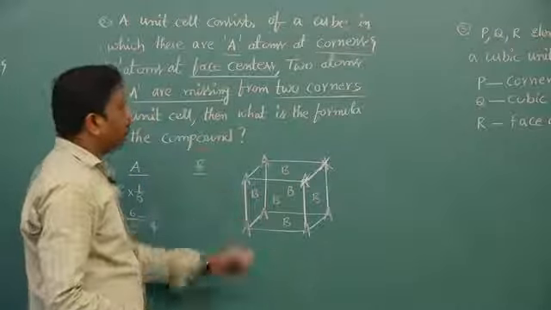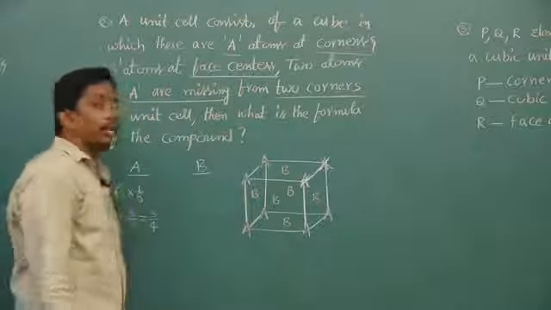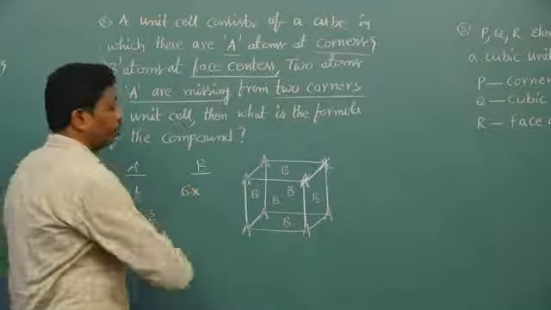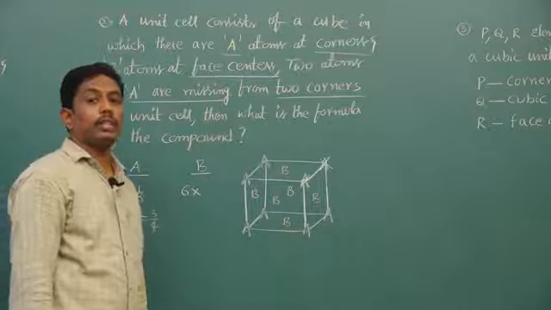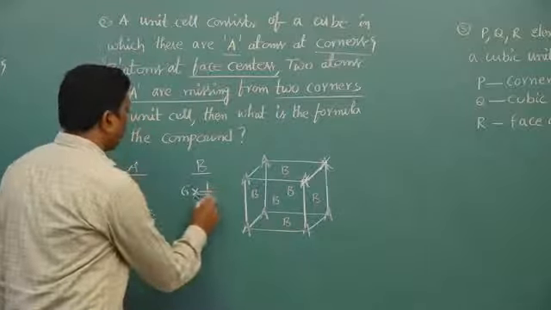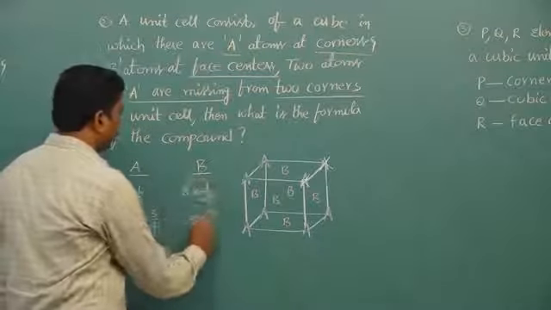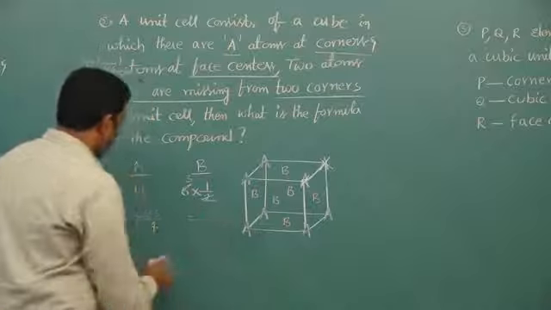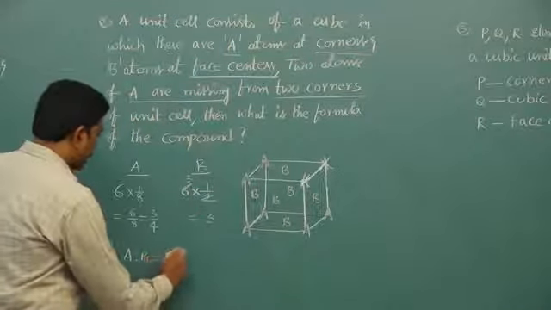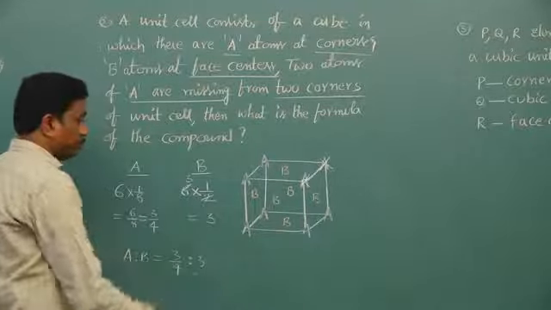Next, B calculation. Where B is present? B is present at face center. How many face centers are there for a cube? 6. If a particle is present at face center, its contribution is 1 by 2. So 6 into 1 by 2, that is 3. So A is to B is 3 by 4 is to 3.